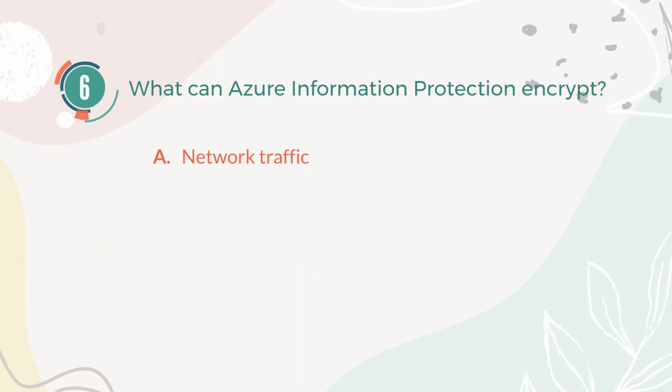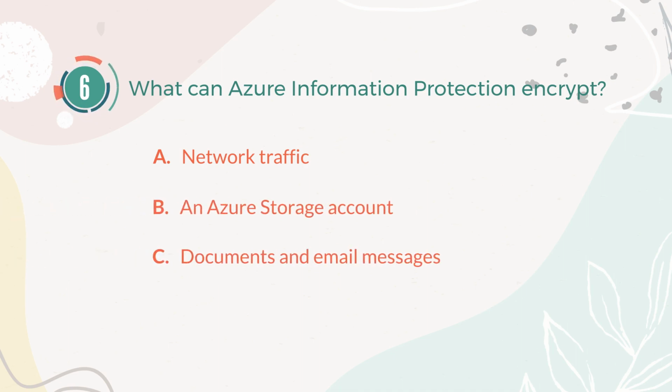Number 6. What can Azure Information Protection encrypt? A. Network traffic. B. An Azure storage account. C. Documents and email messages. D. An Azure SQL database. The correct answer is C. Documents and email messages.